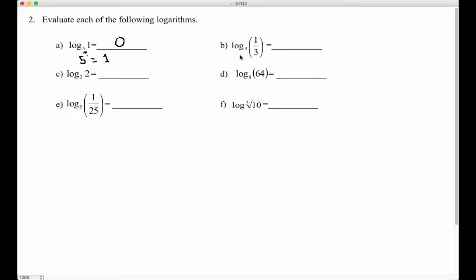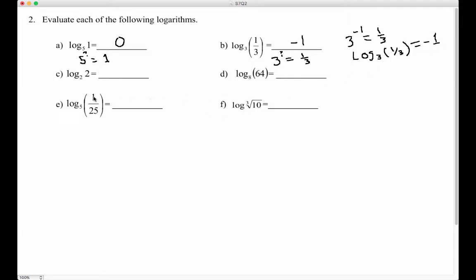Same idea over here with logarithm base 3 of 1/3. If I think about that, what is the exponent on a 3? In other words, what do I need to raise 3 to get it to be equal to 1/3? And hopefully after a little bit of thought, you think, well, 3 to the negative 1 gets me back 1/3. In other words, 3 to the negative 1 equal to 1/3 is an equivalent statement to saying the exponent on a 3 that gets me 1/3 is equal to negative 1.